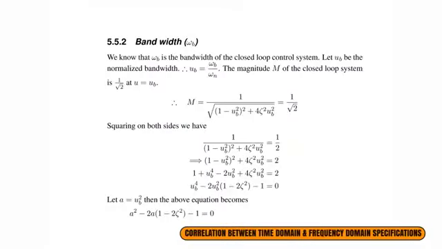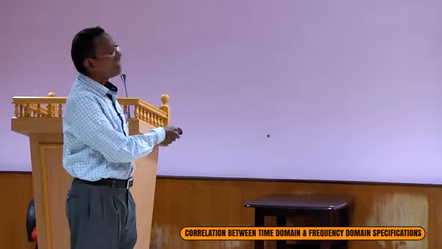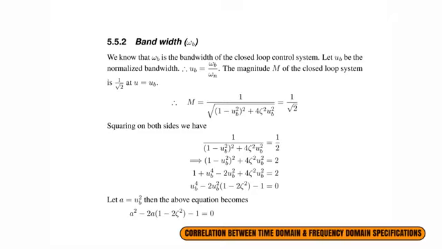Another relation: what is the relation between bandwidth and the time domain parameters? For that we take again the same M, square on both sides, we get this equation, and finally we find the roots of this equation. Why are we equating this to 1 by 2? Because the cutoff frequency is 1 by root 2 times the passband magnitude. That's why we equate this to 1 by 2 times of this magnitude. Now squaring on both sides and simplifying, you will get the value of u suffix b.